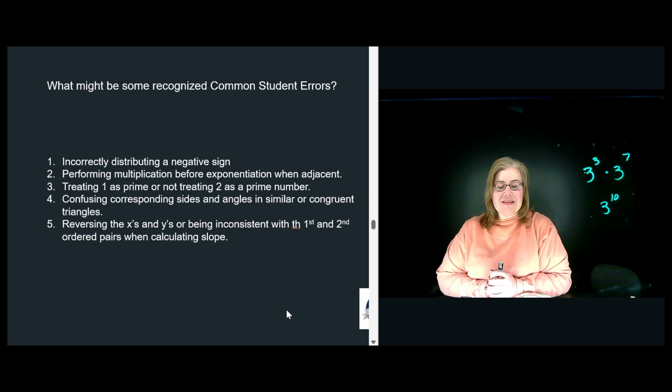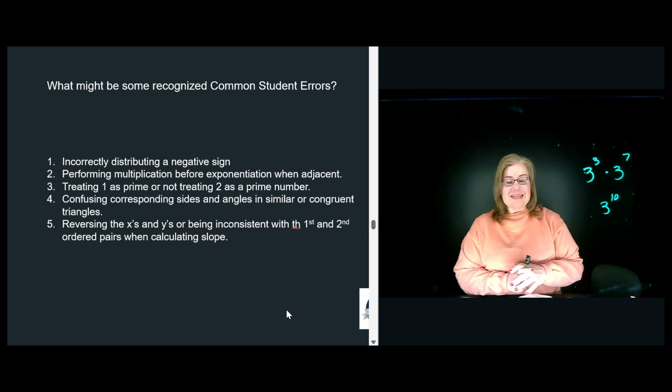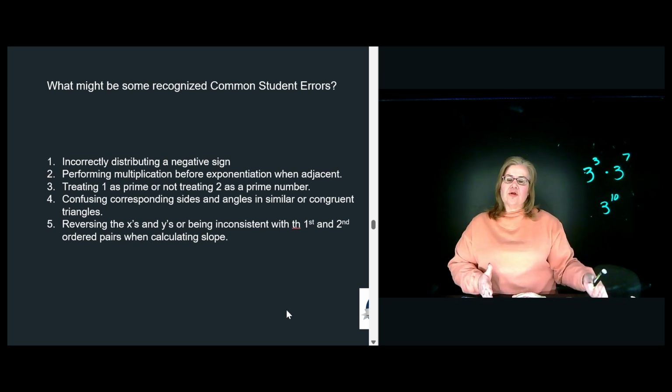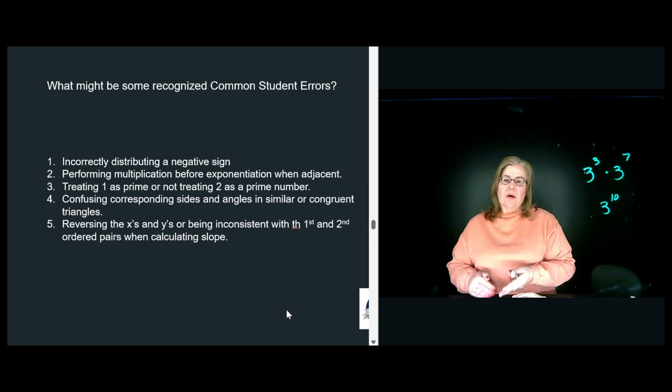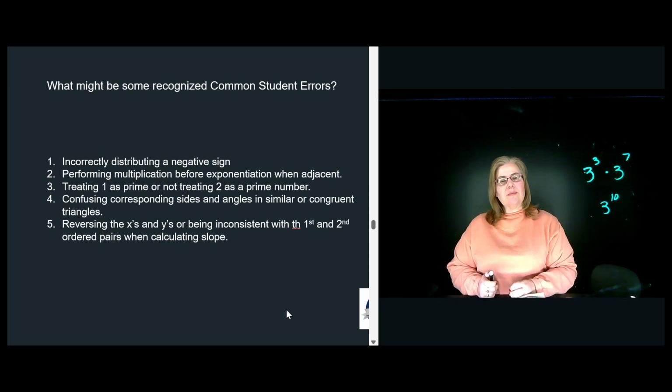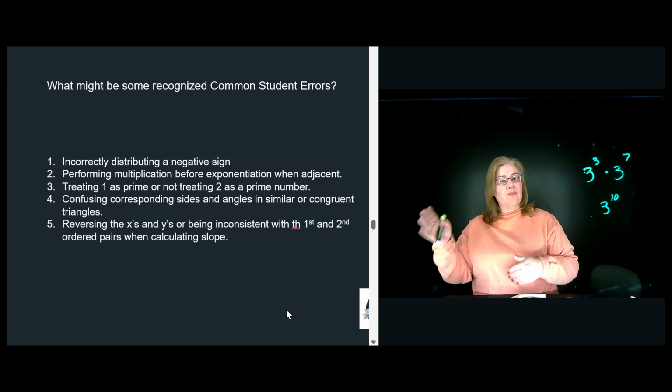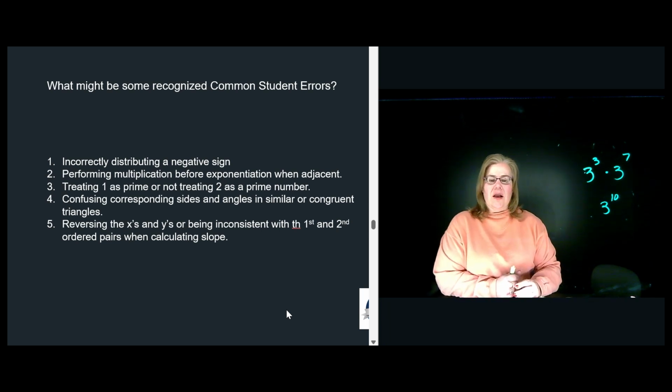All right, so our number 3 is treating 1 as a prime is a common error, and then not treating 2 as a prime number. 2 is a prime number. All you get is what? 1 times 2 is 2. So it is definitely a prime number. And then we have learned in all of our algebra why we do not treat 1 as a prime number. So you want to make sure that you've got all of those different essential skills that we've learned down so we can look at those prime and composite numbers.